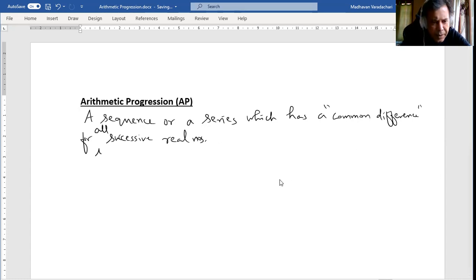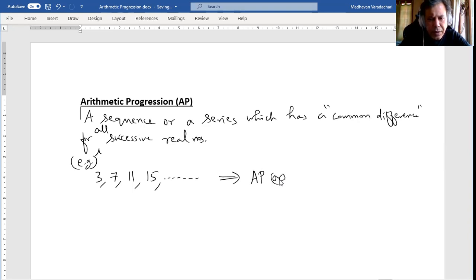For example, I can say 3, 7, 11, 15, likewise. This is an arithmetic progression, or we can call it an arithmetic sequence having infinite terms, because it is not ending. Infinite terms.